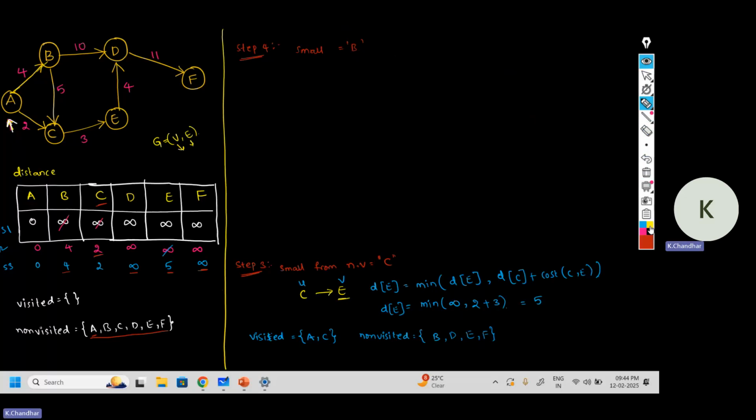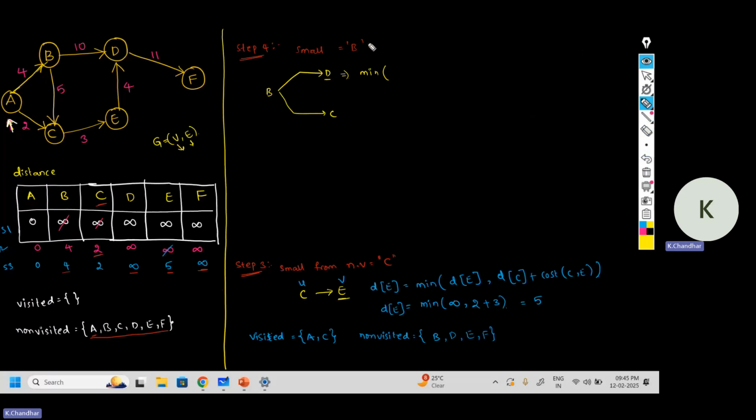Next, what is the next step? I need to know what vertices I can visit from B. So from B, I can go to D. Next, from B, I can go to C. Now what can I do? I need to find the distance at D. So how can I do it? Directly I am writing; I won't write that entire equation. So I need to find the minimum value.